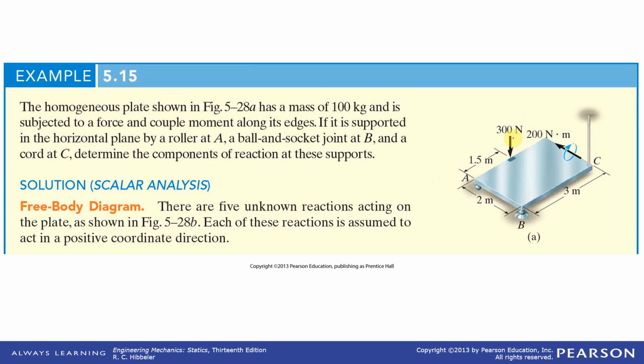Let's see, looking at, yeah. So it's got a weight mass of 100 kilograms. So that's 981 newtons of gravity acting on it. And what is it at B? Ball and socket at B. So it can have three forces in all three directions. Okay. BX, BY, and BZ.